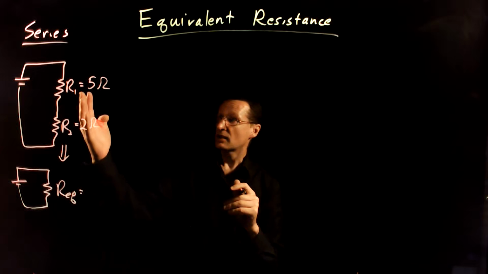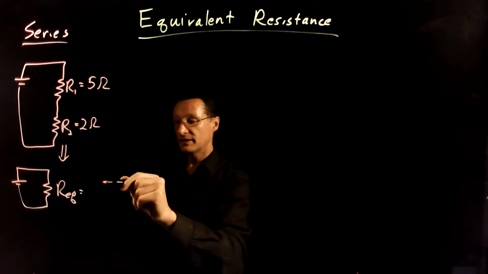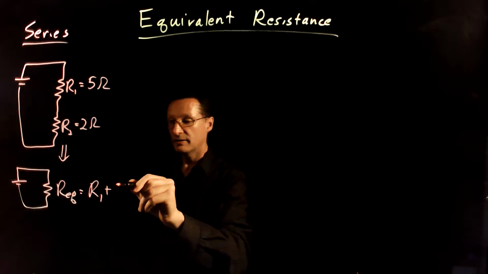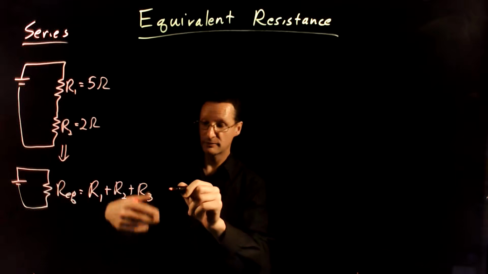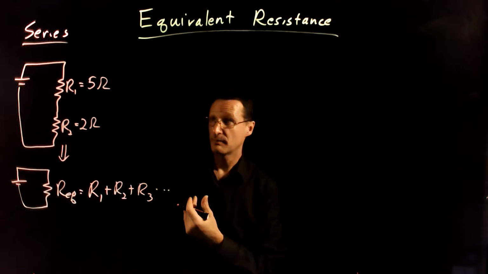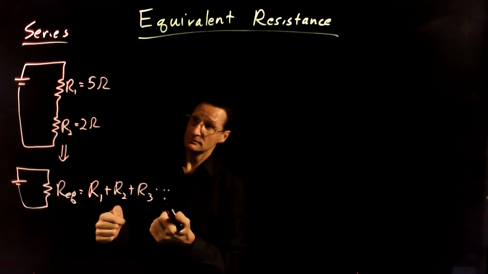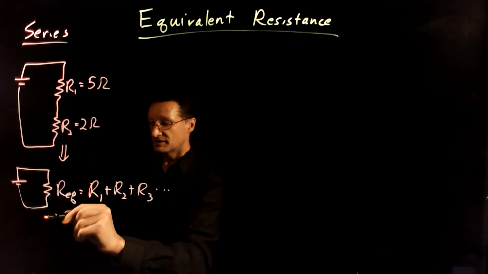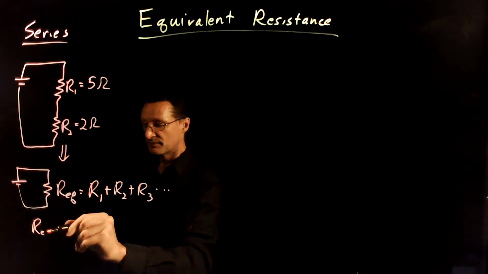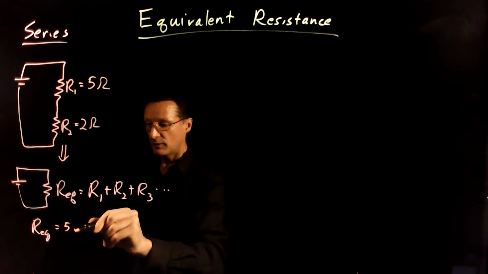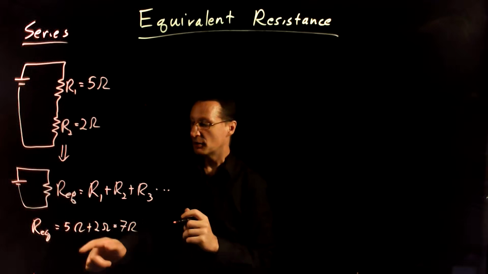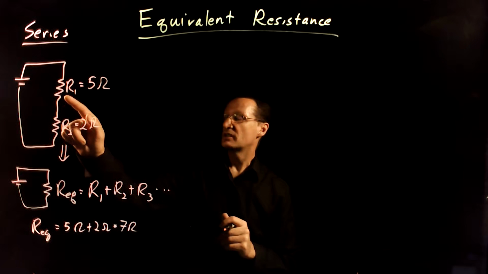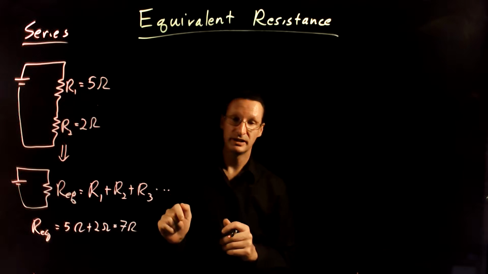Well, in a series circuit, it's fairly straightforward. You just combine the resistors by adding them. So the equivalent resistance is R1 plus R2 plus R3 if you had a third resistor, and so on and so forth. In this example, we have the 5 and the 2, so the equivalent resistance here would be 5 ohms plus 2 ohms, so that's 7 ohms. Now notice that that 7 ohms is going to be bigger than either of these two individual ones.